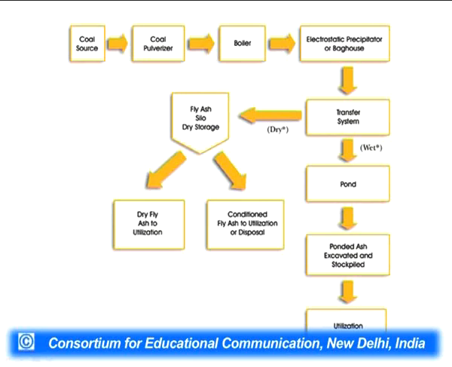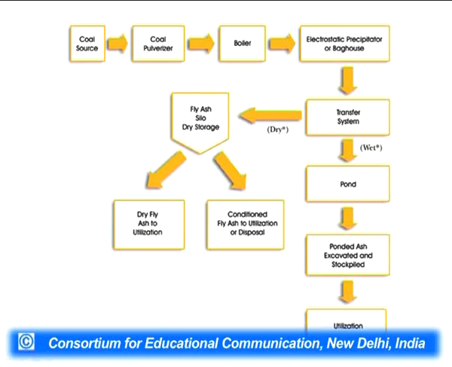So one is dry, another is wet. How does the wet come? The electrostatic precipitator collects the particles in dry form, but apart from that there are particles which are larger in size. They can easily be separated by wet processes, by spraying water into it, and that is why it is known as wet fly ash. So now we have two different types of fly ash: one is dry and the other is wet.